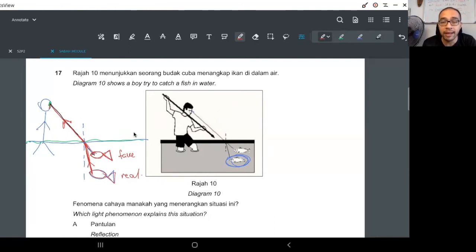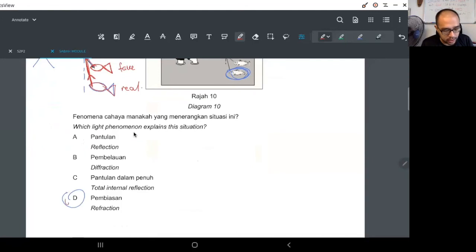And this is the hack. This is not really how you should draw it, but I find that this hack works. Draw the fake fish first, draw a straight line from the fake fish to the eye of the human, draw the normal line, and then only draw the refracted line. You work your way backwards. So anyway, this is refraction, how to draw this one.